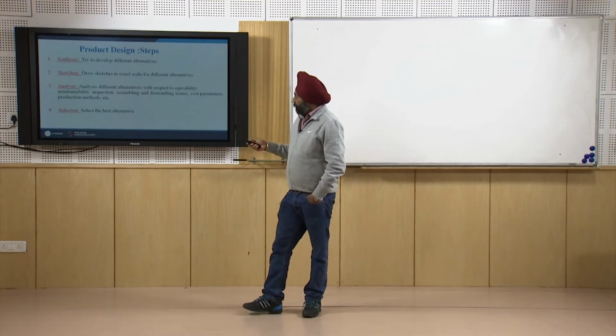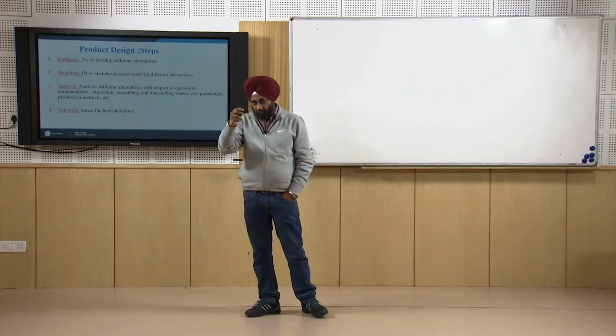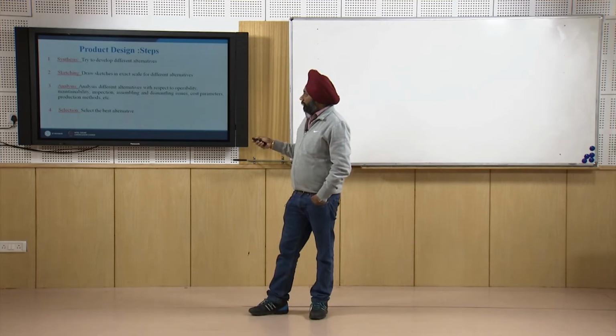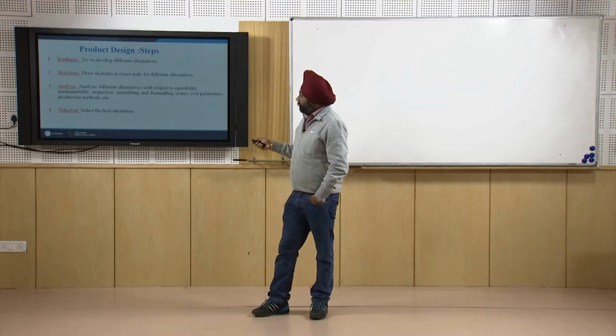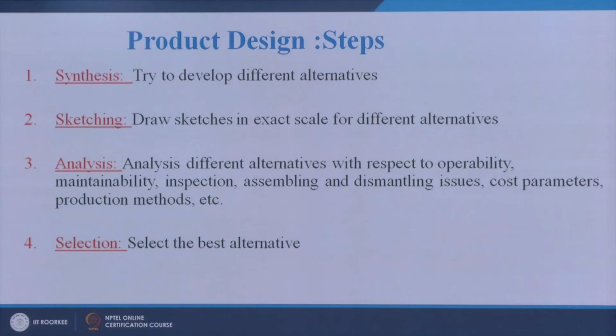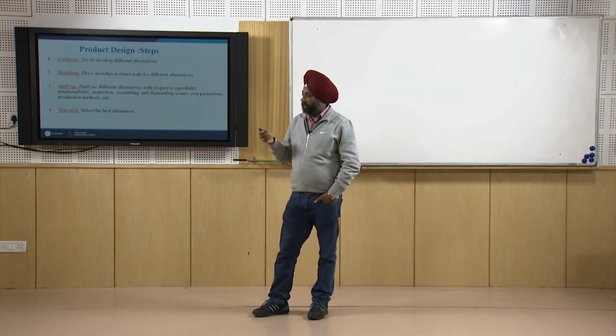Now synthesis, I will just read quickly. I have tried to explain it with the help of an example, what is synthesis and what is evaluation. Let us see one by one. Synthesis is trying to develop different alternatives. Sketching may be different alternatives. Here can be the various ideas that you have related to the product. So the first part is the different alternatives or different ideas. Next is to draw sketches in exact scale for different alternatives. So you now sketch the various ideas that you have conceptualized.